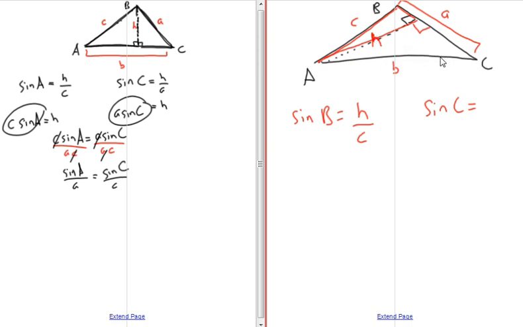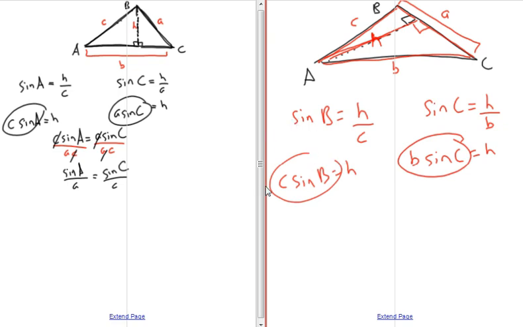You can see the hypotenuse is this over here. So sine of angle C is equal to H over b. Just like we did in the previous part, we're going to multiply both sides by b. So I have b sine c equals h. We multiply both sides of this equation by c, so that I have c sine b equals h. And once more, we have two things that are equal to the same thing, therefore they are equal to each other. So I'll say c sine b equals, I'll make sure that's lowercase c, b sine c.